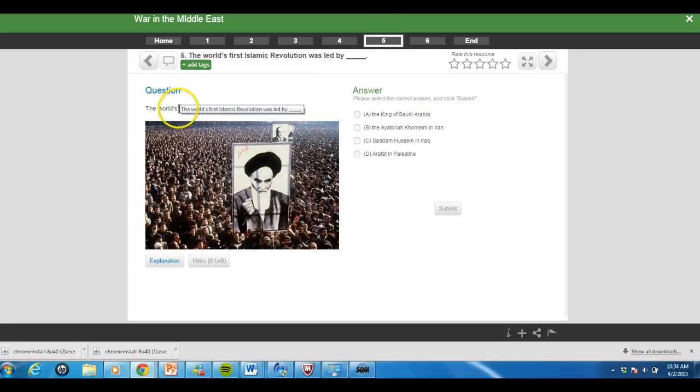So the world's first Islamic Revolution was led by, and the students would have to choose who started the revolution. And if they click the right answer, it's going to put a check mark and tell them that it was correct.